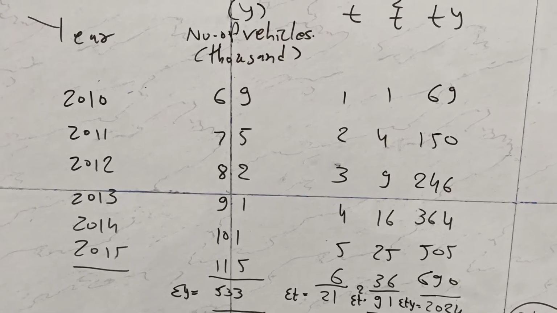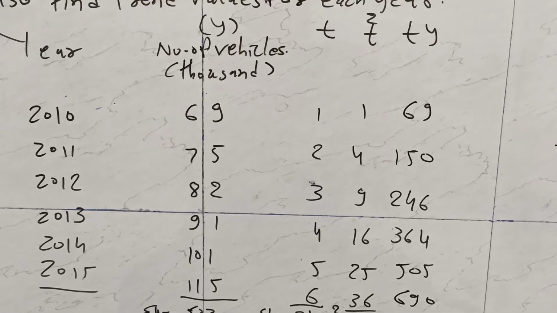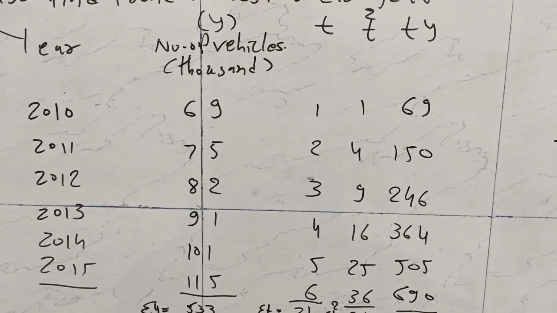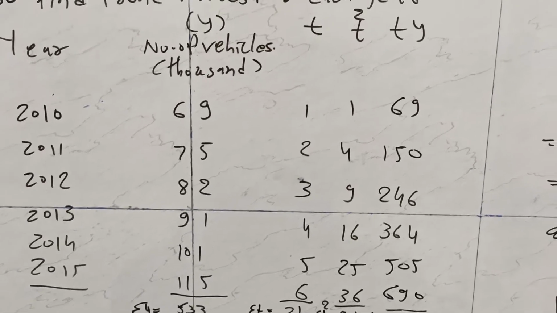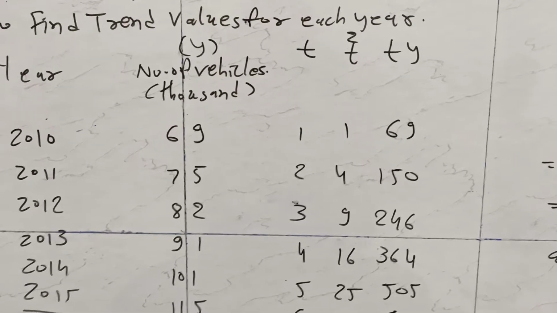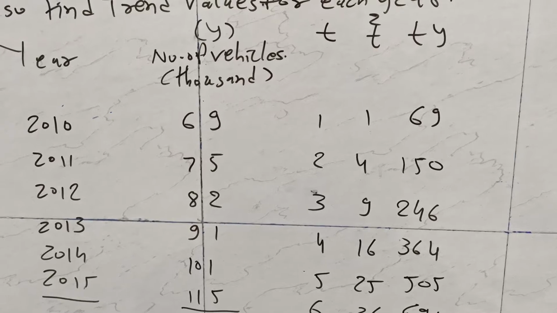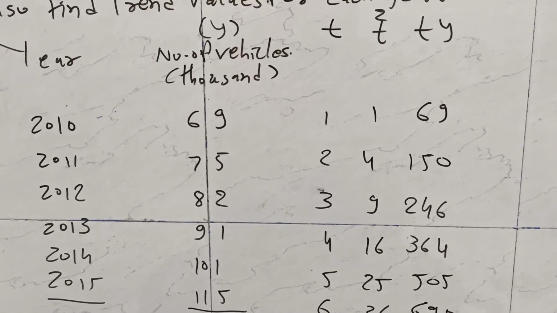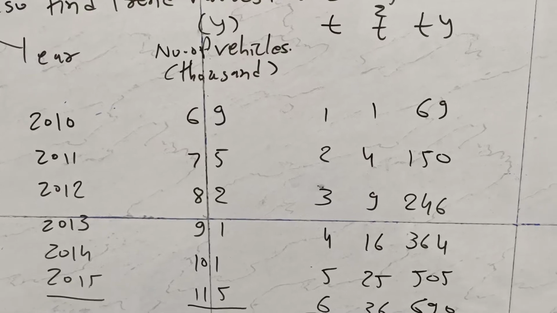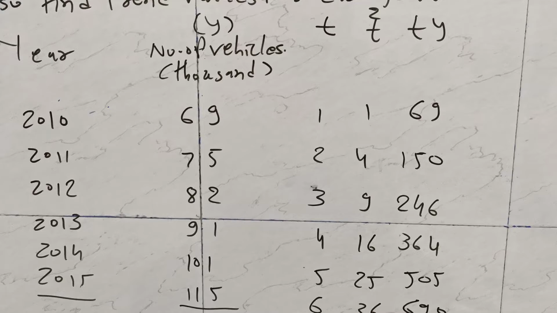So it becomes easy. Now t square is done: 1 square 1, 2 square 4, 3 square 9, 4 square 16, 5 square 25, 6 square 36. And then the product of t and y, t and y are multiplied: 69 into 1, 69, 75 into 2, 150, 82 into 3, 246. In this way, the column of ty is prepared.